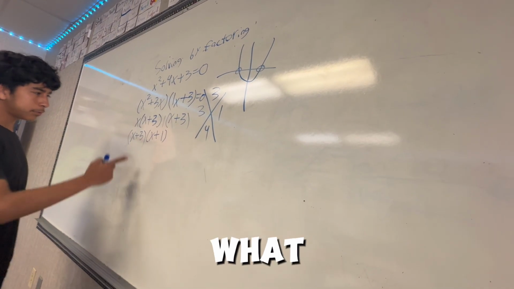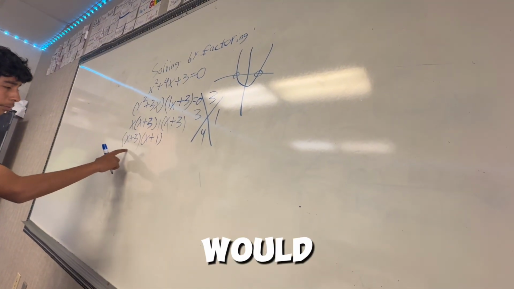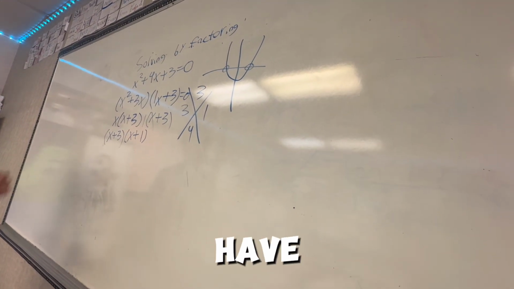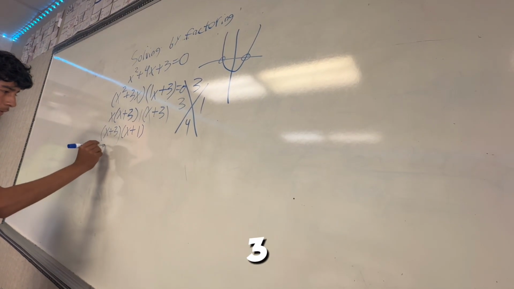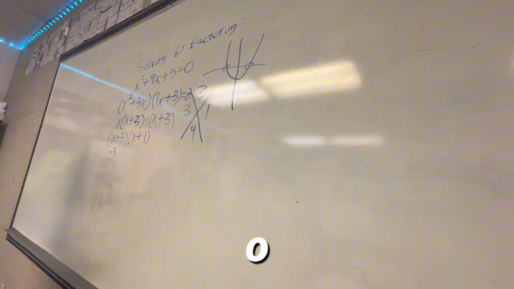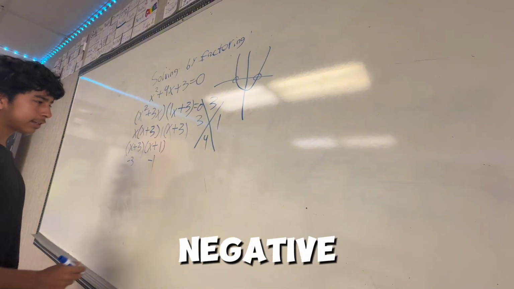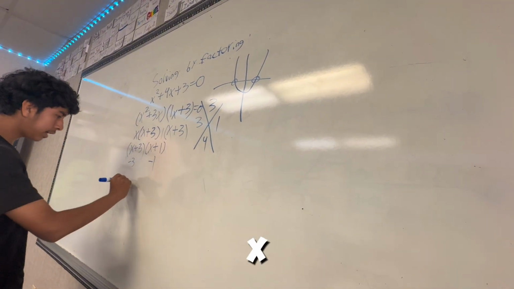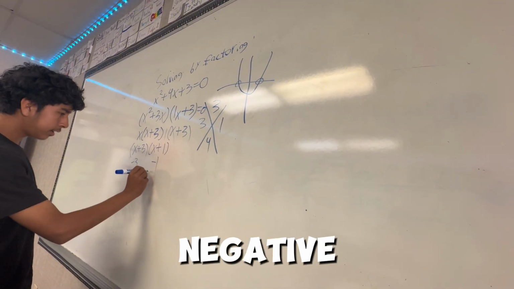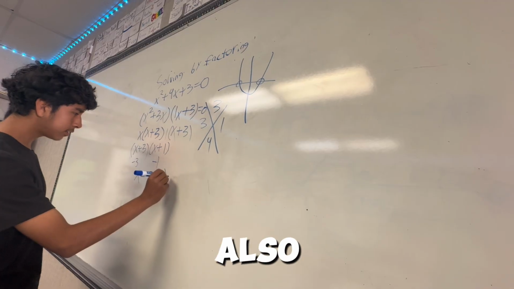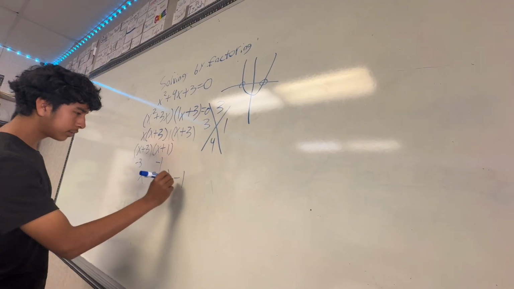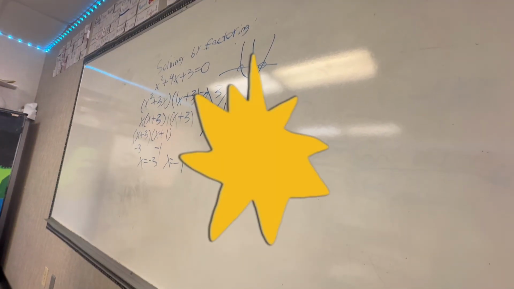So what would make this term equal 0? Like, what would x have to be, right? It would be -3, because -3 plus 3 equals 0. And then right here, same thing, it would be -1, because -1 plus 1 equals 0. So x is -3, and x is also -1. That's your answer.